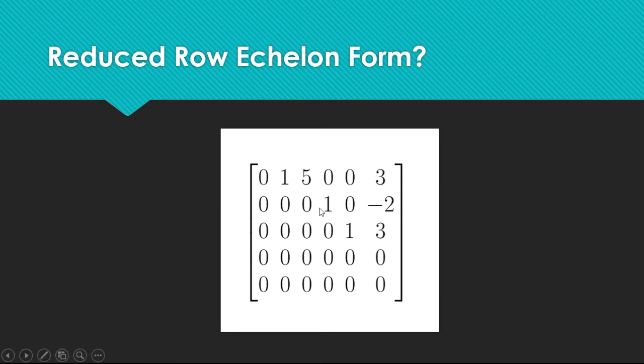Now in the second row the leading entry is 1, and on the left and below all the entries are 0. In the third row the leading entry is 1, and on the left and below all the entries are 0. So that's why this matrix is also in reduced echelon form. Note that this entry is also called a pivot entry, and that column is called a pivot column.